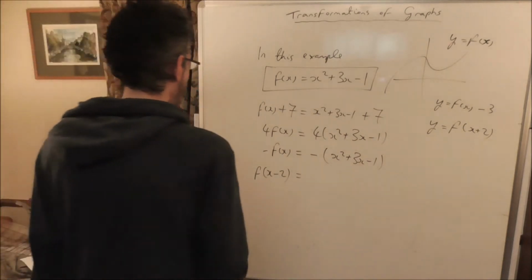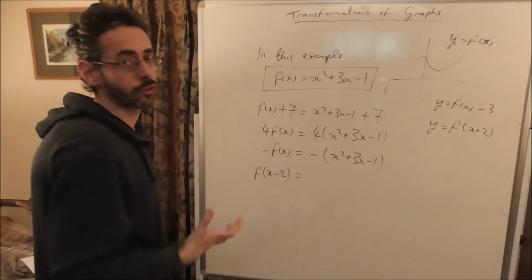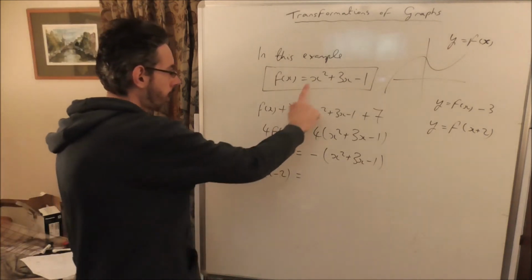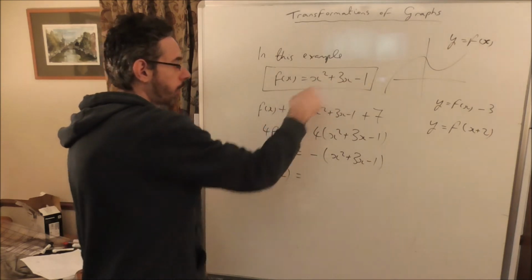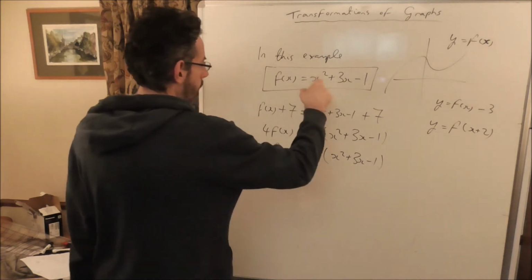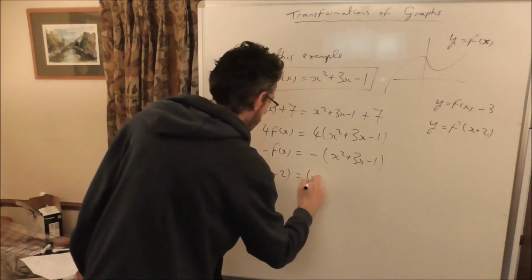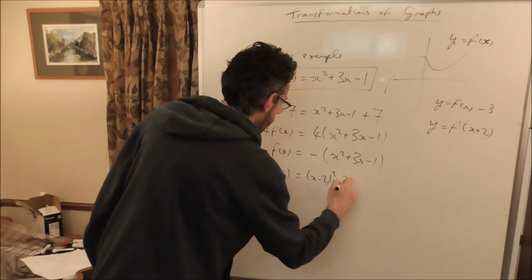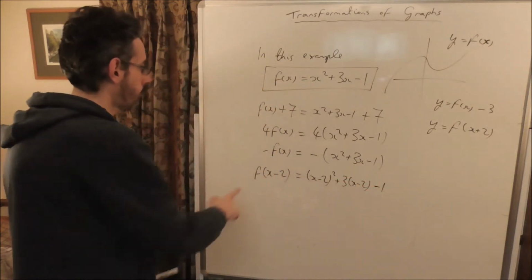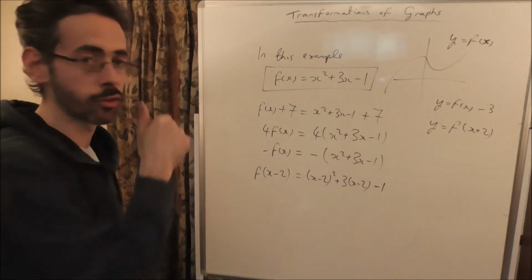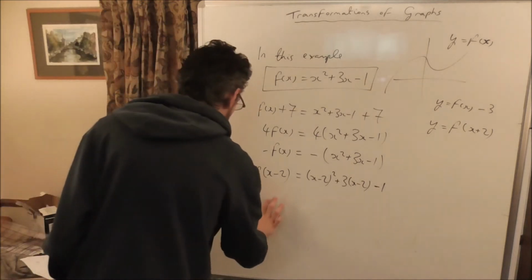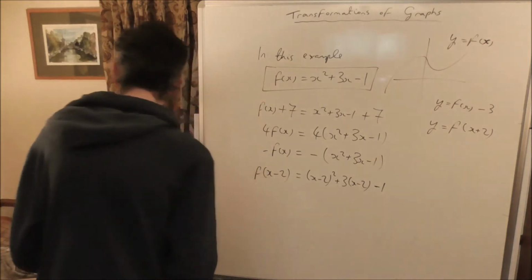Well, this just means f of x, but with all the x's replaced with x minus 2's. So you take that expression and you replace all the x's with x minus 2's. So instead of x squared plus 3x minus 1, it'll be x minus 2 squared plus 3 times x minus 2 minus 1. That's what this means. It means all the x's are replaced with x minus 2's. I find a lot of people don't understand the notation at all when they do this topic.